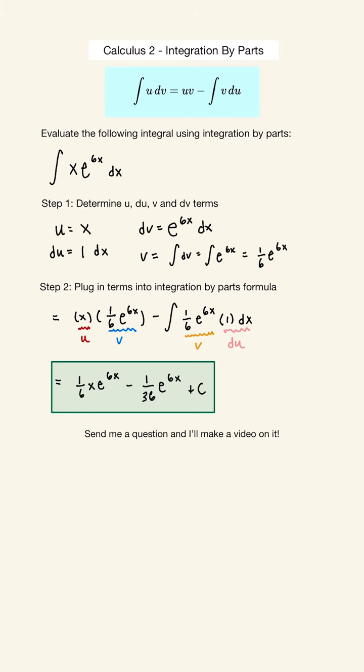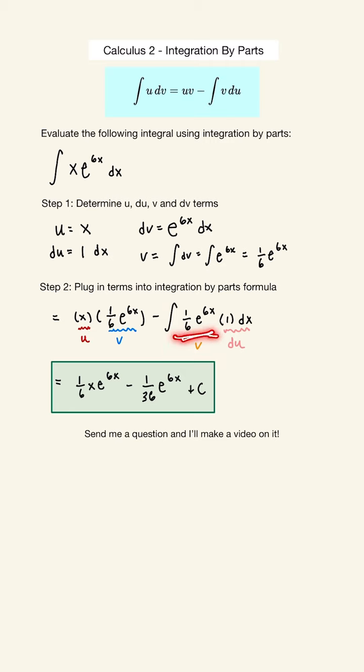The next step is we want to plug in our u, du, v, and dv terms into our formula for the integration by parts. So here we have it. We have the first part, u multiplied by v, minus the second part, which is the integral of v du. And so the first part, we'll just multiply these two terms together. And for the second part, we'll take the integral of 1/6 e to the 6x.